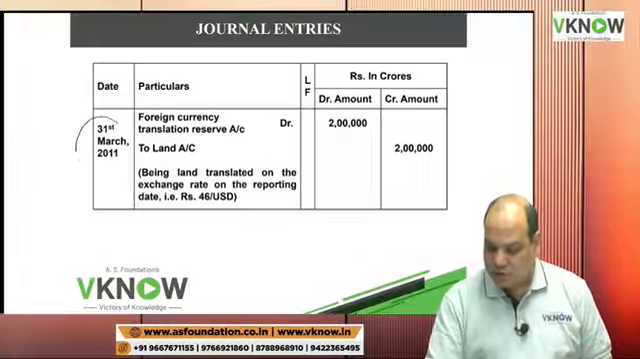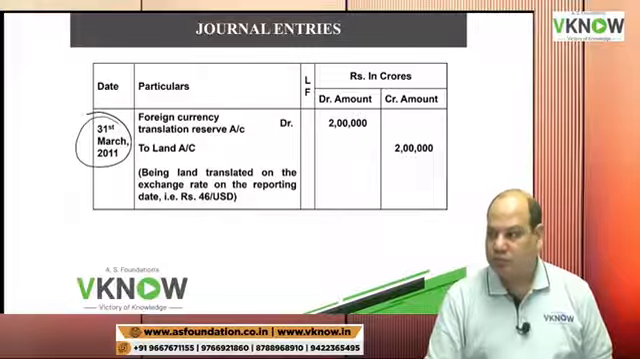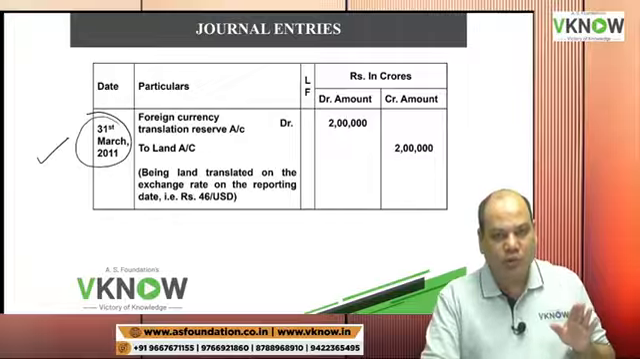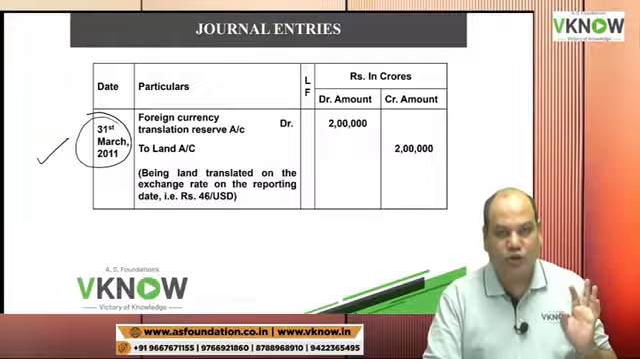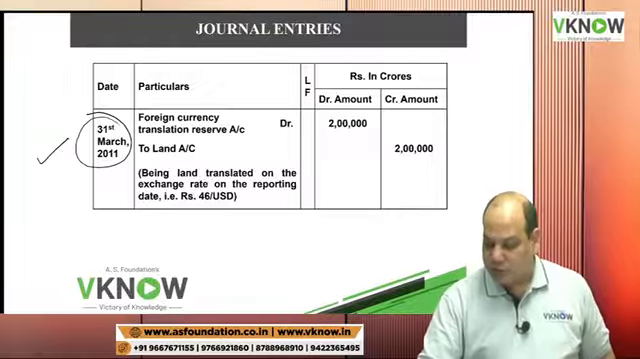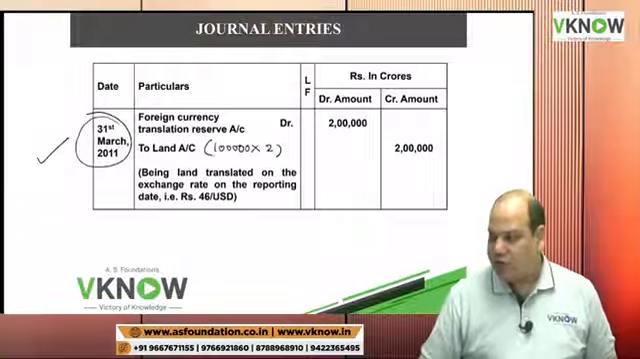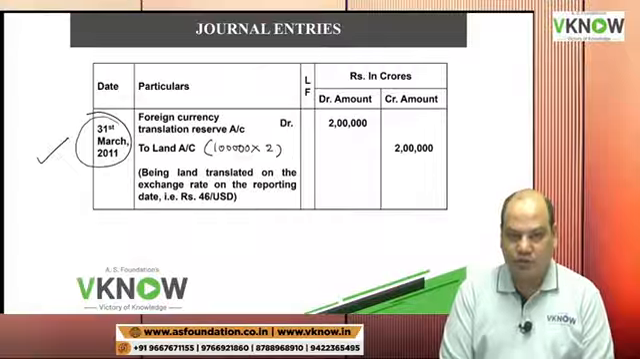Now write down 31st March 11. We are going to revalue both land and loan. You can do it together or separately. Now I am going to record separately. So in the second year, what happened? The exchange rate has gone down by 2 rupees, from 48 to 46.